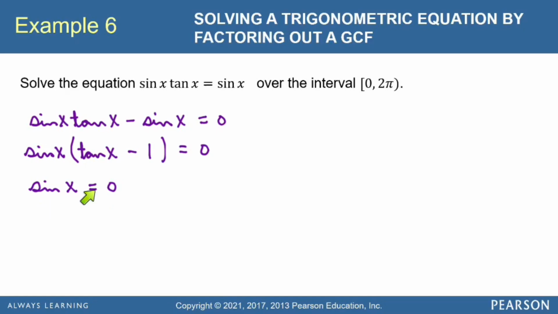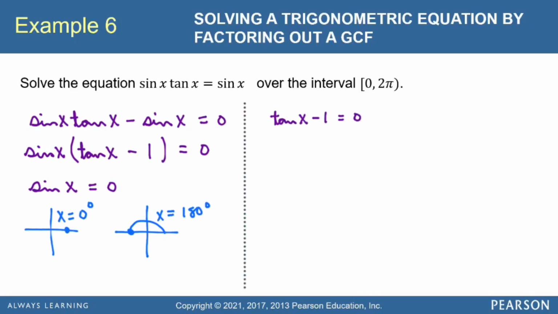So if sine of x equals 0, that means that the terminal side goes through a point where the y coordinate is 0. That would happen at 0 degrees, and it would also happen at 180 degrees. See, any point on the terminal side for these two angles would have a y coordinate of 0. Now let's take the other factor and set it equal to 0.